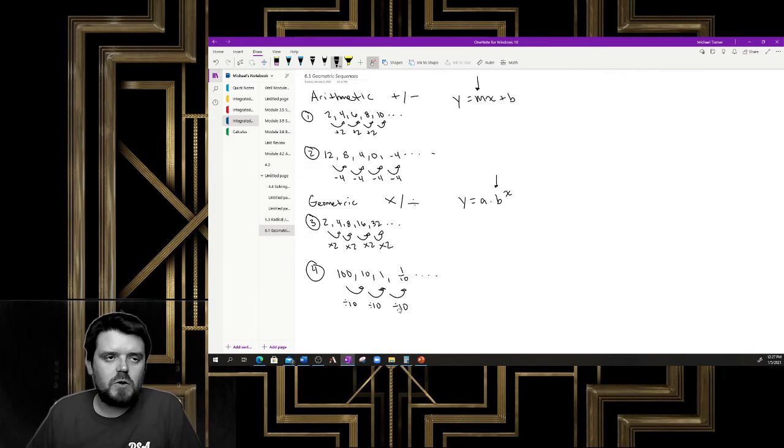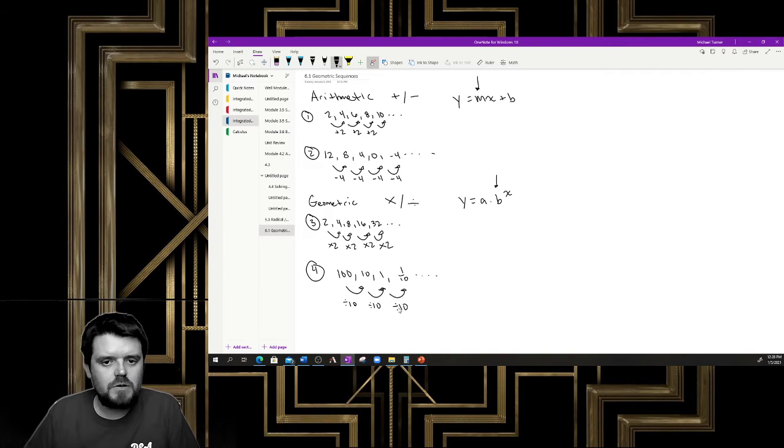All of these examples use integer values for my either rate of change or my ratio. So in number 1, I'm adding by 2, and in number 4, I'm dividing by 10. The ratio doesn't have to be a whole number. It can be a different value.